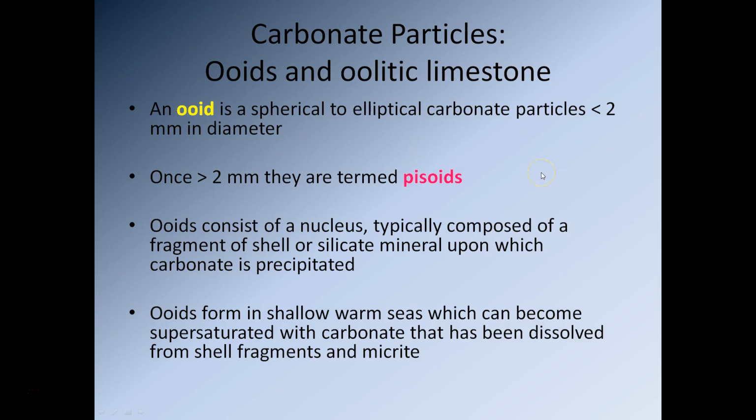So an ooid consists of a nucleus. Now that nucleus is typically maybe a piece of shell or maybe a single grain of sand, upon which carbonate is precipitated directly from the seawater. So ooids form in very shallow warm seas. The reason for that is these very shallow warm seas can become what we refer to as supersaturated with carbonate. So what does supersaturated mean?